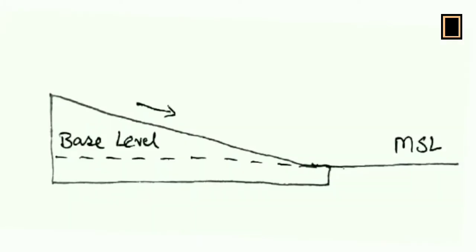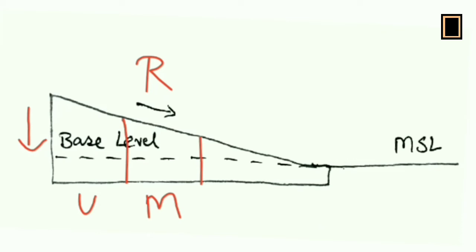Suppose any river is flowing into a sea or ocean, and if we divide its course into upper, middle and lower parts, then the river can erode its upper and middle course up to the mark line, which can be drawn from the average sea level or MSL. Such a dotted line is known as the base level of that river.